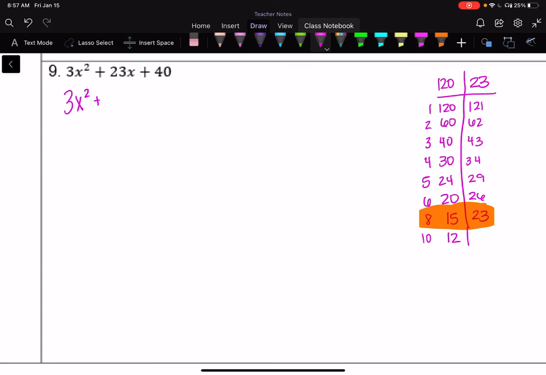3x squared plus 8x plus 15x plus 40. Just a quick recap. 3x squared just comes down. 40 comes down and does not get changed. However, 23x breaks up into two terms, 8x and 15x. I have not changed the problem, remember. 8x plus 15x still gives me 23, and that's why we're able to do factoring in this way.